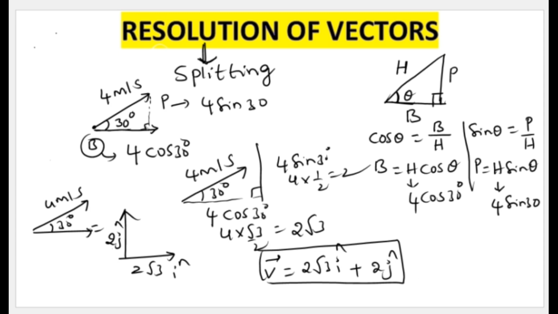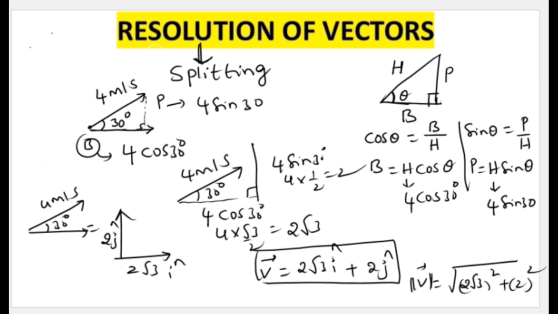If you need magnitude, so magnitude of velocity means two vertical lines, and write under root, the coefficient next to i is 2√3, square it, plus the coefficient next to j is 2, square it, then you get the magnitude of the vector. Already we discussed this in vectors, so once go and watch the vectors video. Okay, clear children?